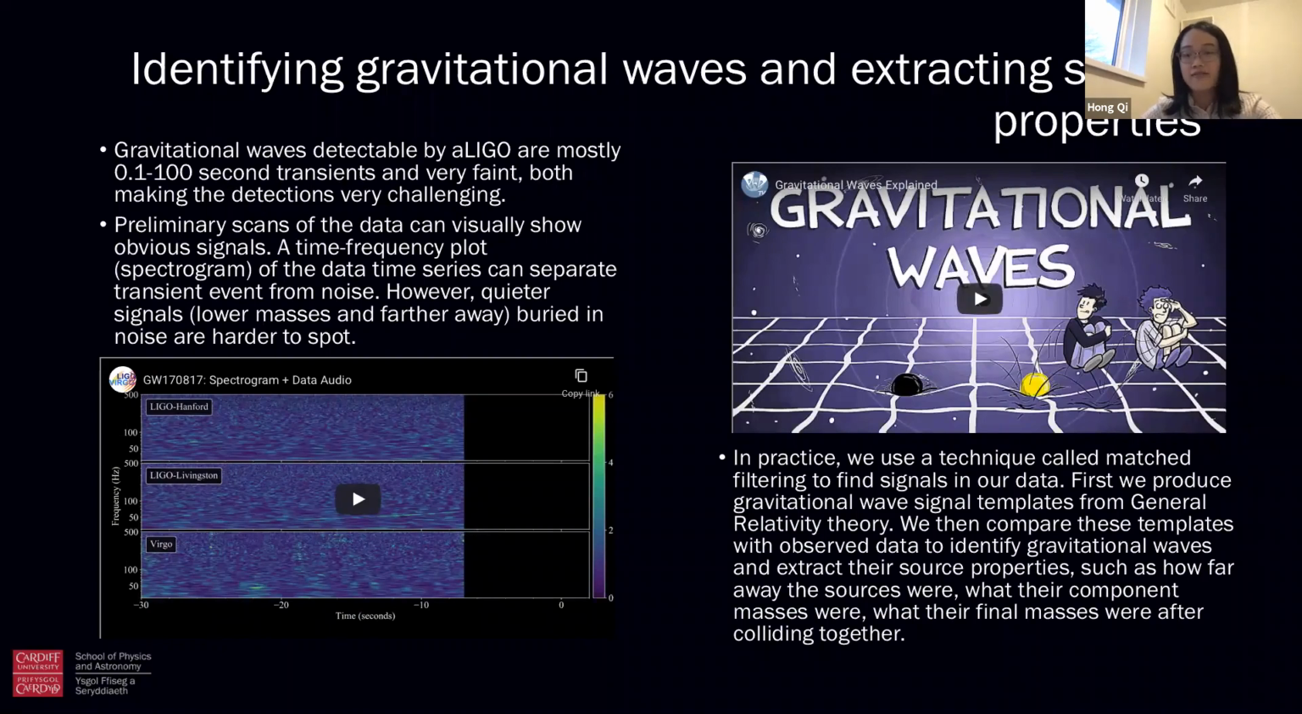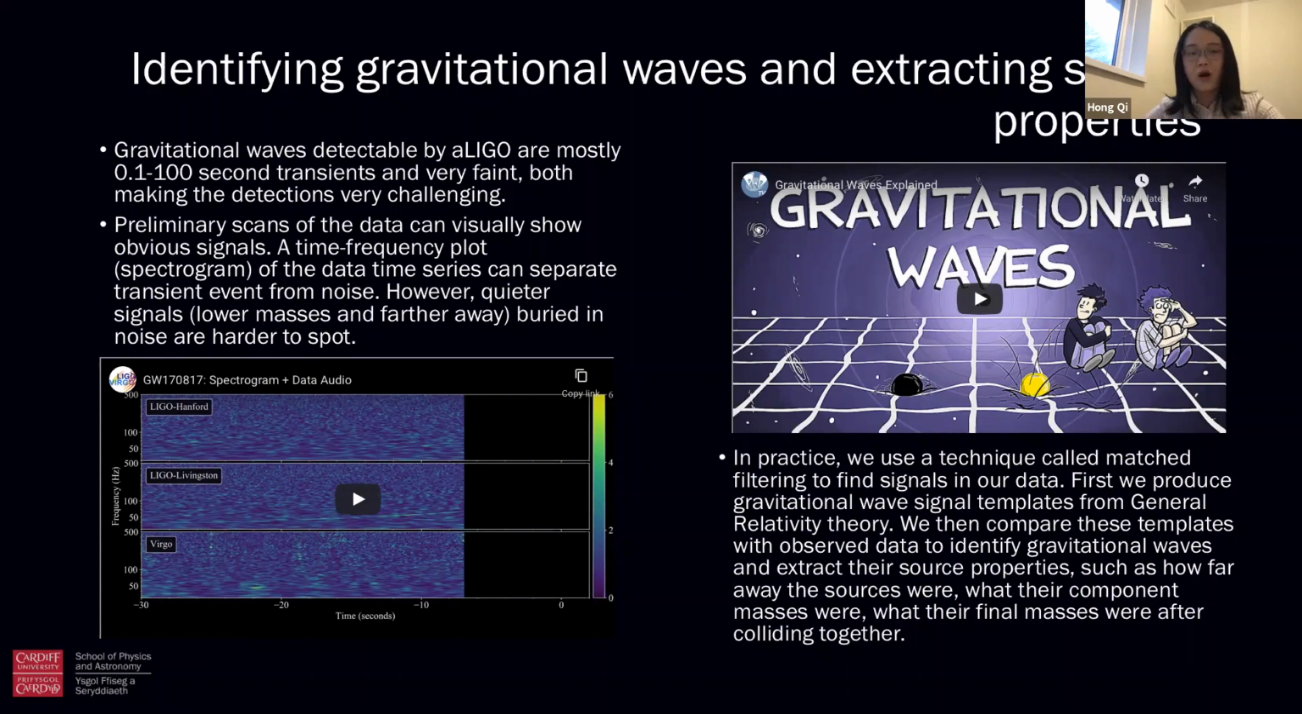The data we have in LIGO is basically time series. It records how much fluctuation there is in the detectors as a function of time. So at each time there's a fluctuation and it's recorded. We can plot that out, and we can do several things to search for gravitational waves. One thing we can do is preliminarily search for gravitational waves in the data.